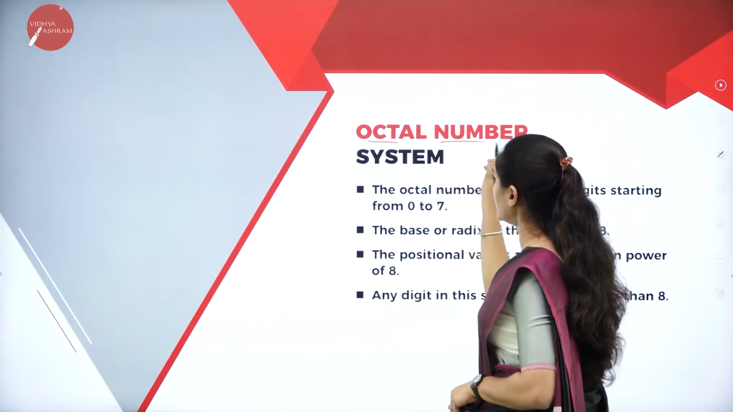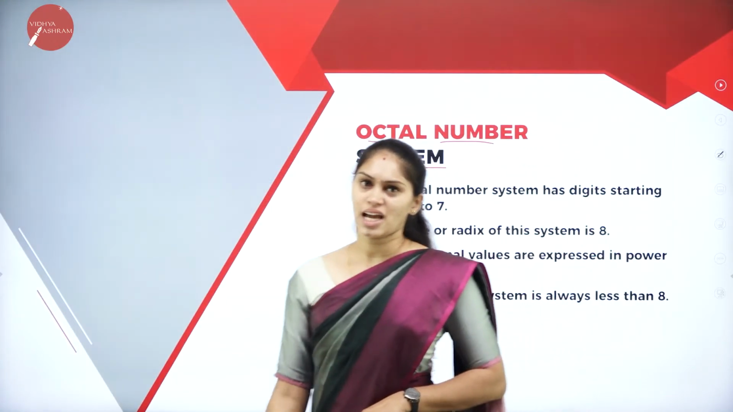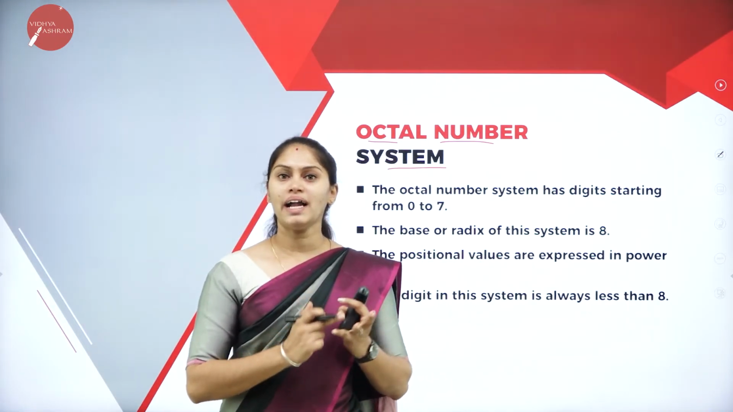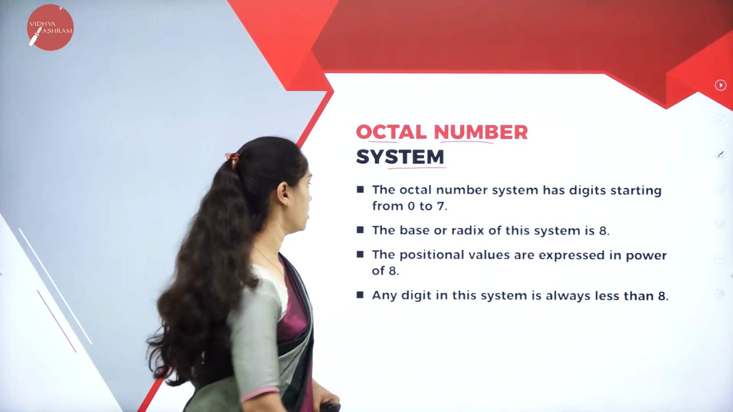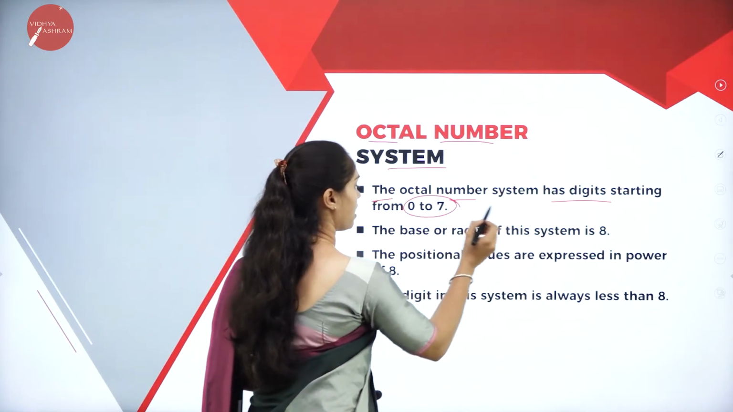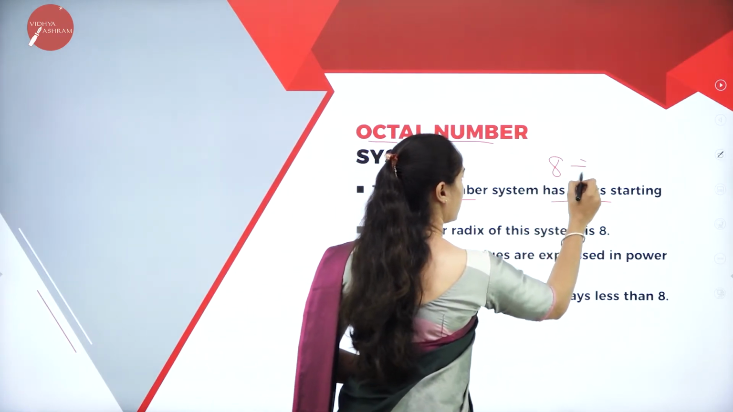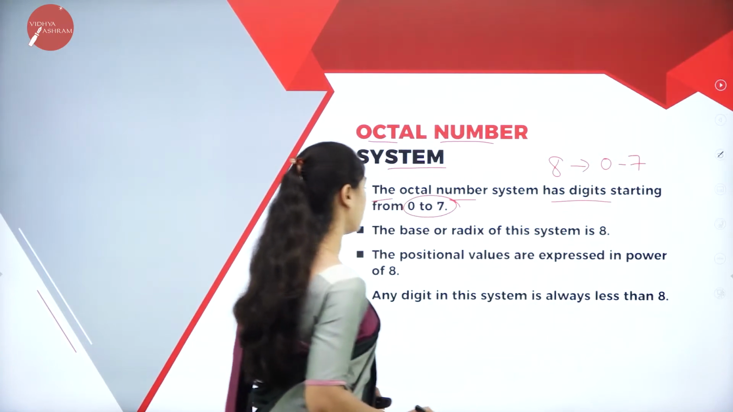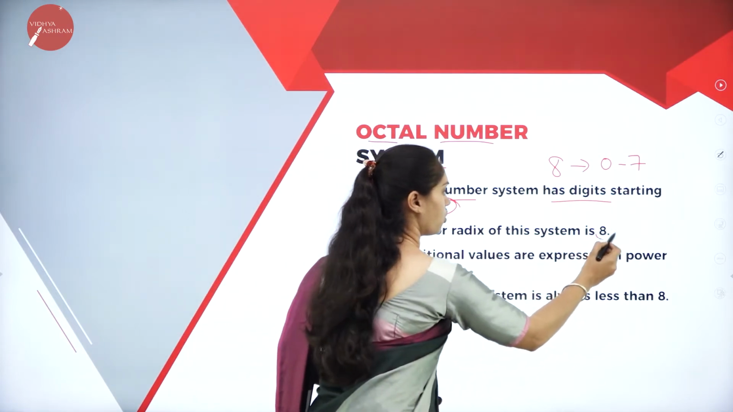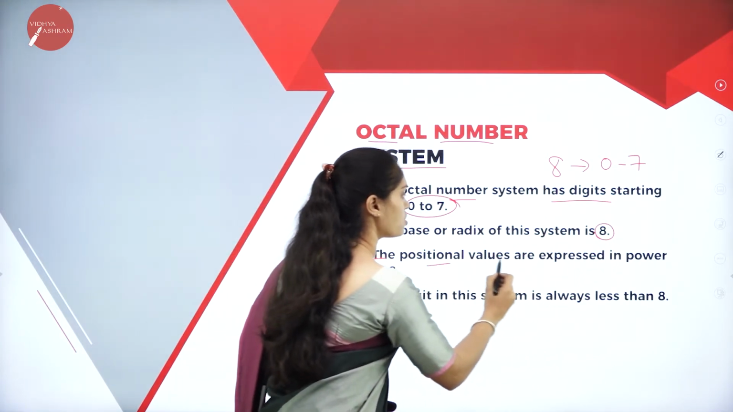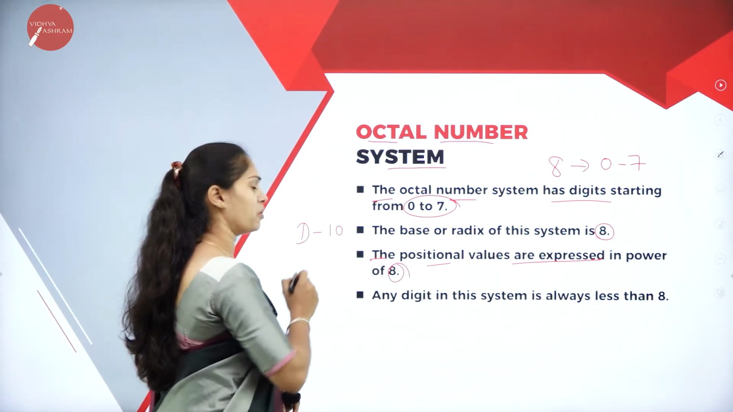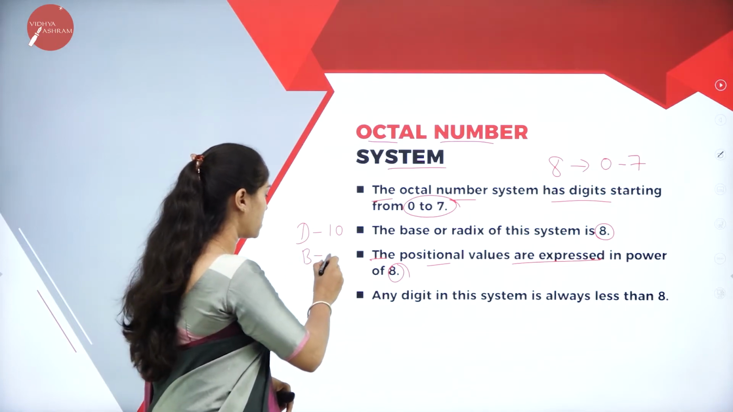So now we have the octal number system. This is another type of positional number system. Decimal is base 10, binary is base 2 and octal is base 8. Okay, so the octal number system has digits which start from 0 to 7. It has 8 digits in total, 0 to 7. Then what is the base or radix of this number system? It is 8. And the positional values are expressed in the power of 8. So for decimal, it is expressed in the power of 10. For binary, it is expressed in the power of 2.